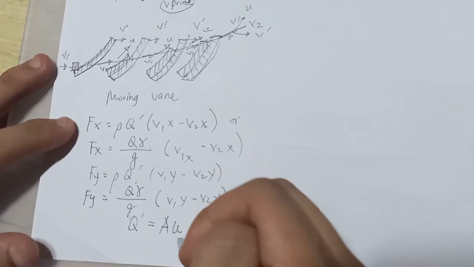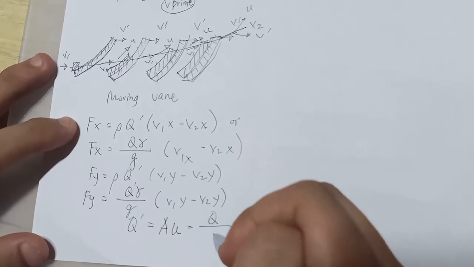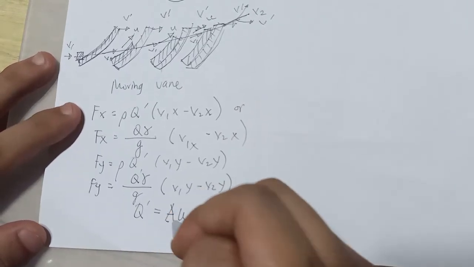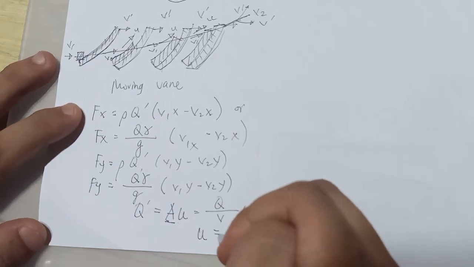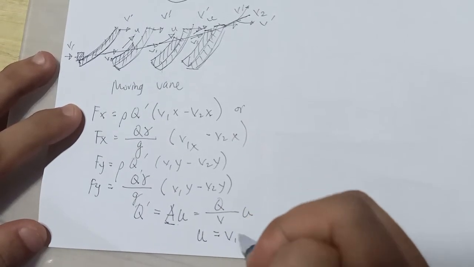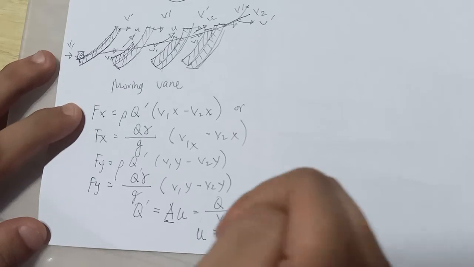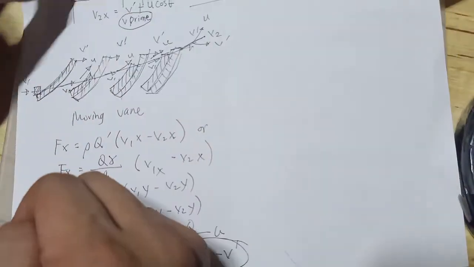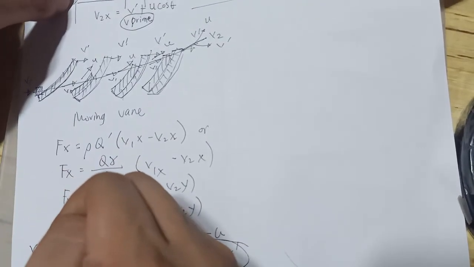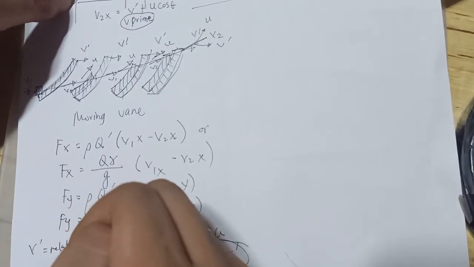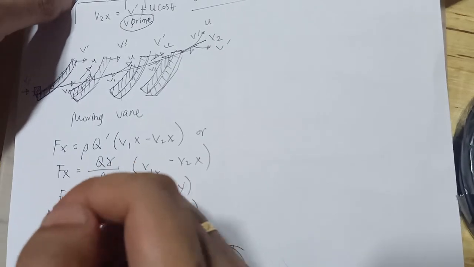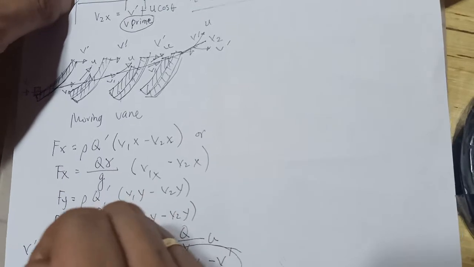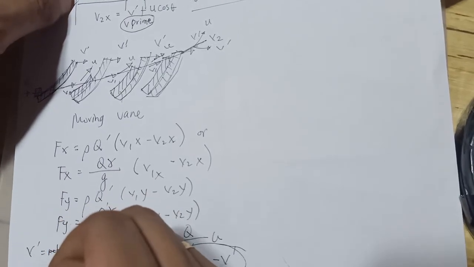or Q prime is area times relative velocity, diba? Supposed to be V, but we can write it as Q over U, which is the area of a jet, and therefore, or take note that U is V sub 1 minus V prime. Take note for this. Again, V sub 1, V prime is relative velocity. I mean velocity of the vane. Velocity of the vane, I mean. U is the relative velocity.